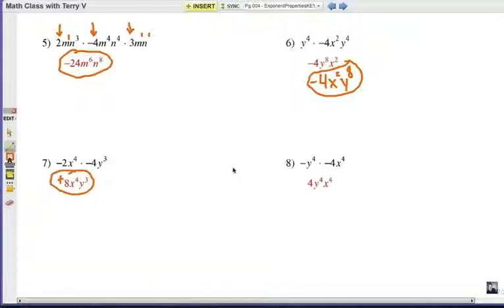And number 8, negative y to the fourth is really negative 1 y to the fourth, if you consider the kind of invisible 1 coefficient there. And that's why my answer is positive 4. And then I have, again, a y to the fourth times x to the fourth, and we just put them together like that.